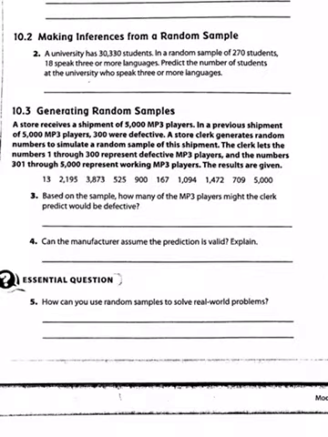So I zoomed in and let's read 10.2, making inferences from a random sample. A university has 30,330 students. In a random sample of 270 students, 18 speak 3 or more languages. Predict the number of students in the university that speak 3 or more languages. So in this problem, they're talking about random sampling and a population and a sample, but really this is just a proportions problem.